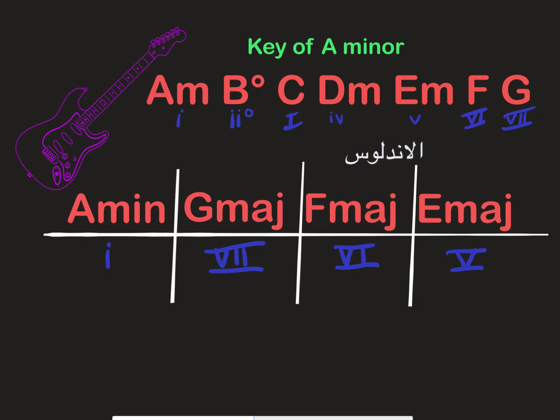Now here's an important detail. In the natural minor scale, the 5 chord would normally be E minor, but here we use an E major instead. We raise the 7th note, G, to a G sharp, which creates the harmonic minor scale: A, B, C, D, E, F, G sharp.